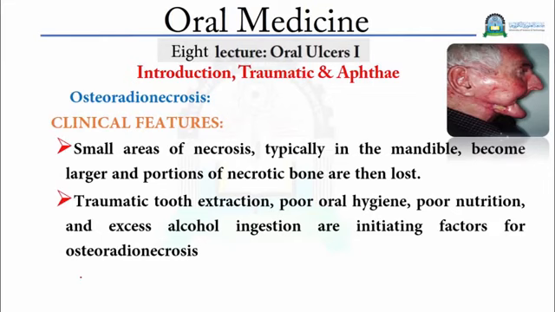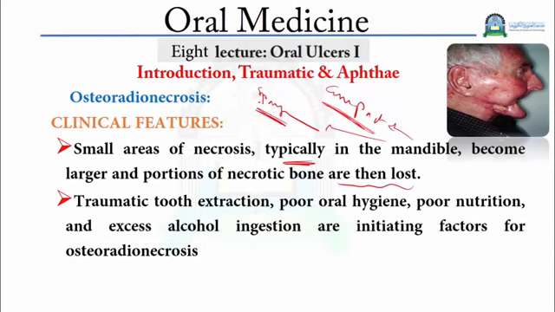Clinically also, the small areas of necrosis, typically in the mandible, become larger, and portions of necrotic bone are then lost. Why is the mandible the most commonly affected? The mandible, as we know, is formed of compact bone rather than spongy bone as in the maxilla, and the blood supply in the maxilla is more than that of the mandible, so the healing capacity of the lower jaw, the mandible, is lower than that of the maxillary bone.